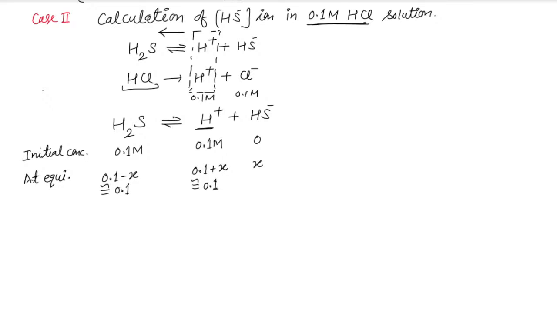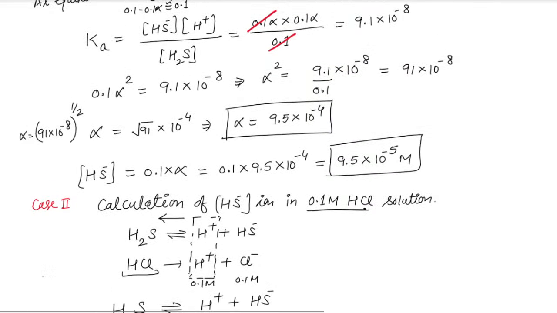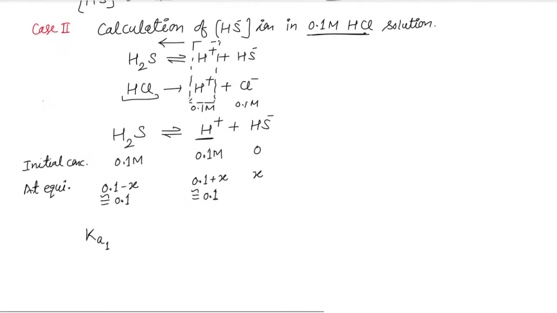Now, Ka is actually Ka1 in both cases, because only the first H plus ion is involved. So we can write it as Ka1, the first dissociation constant of H2S. So Ka1 is equal to H plus ion concentration times HS negative ion concentration divided by H2S concentration.